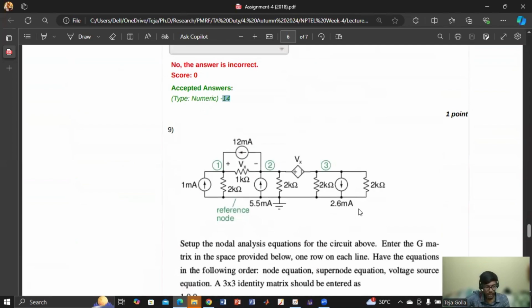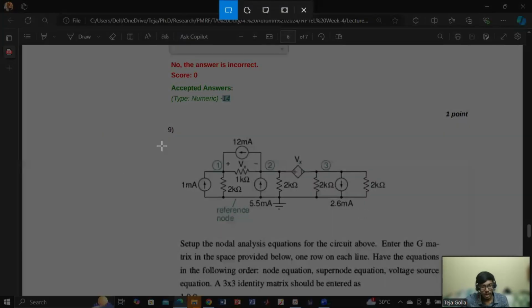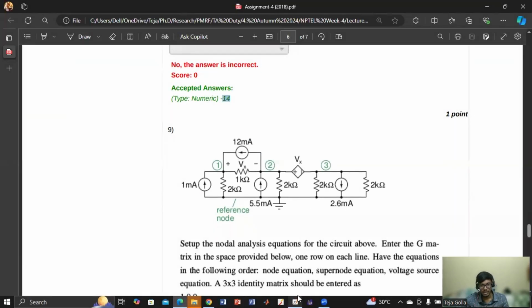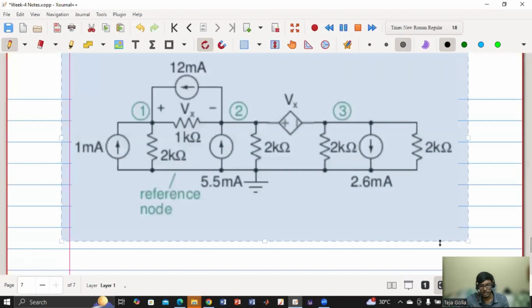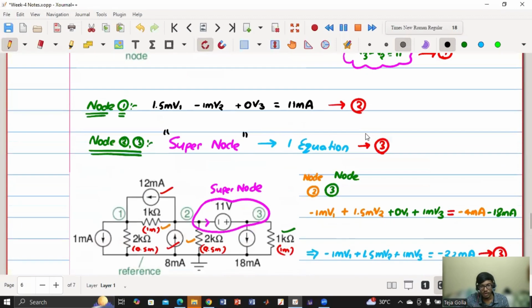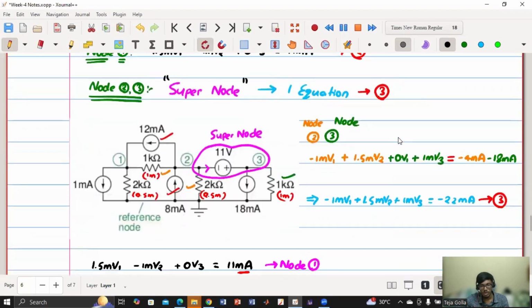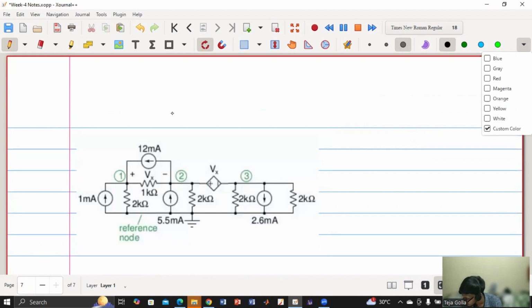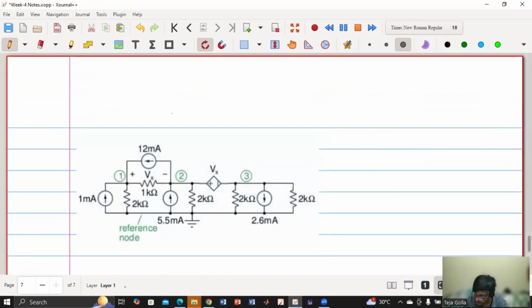So it looks entirely the same as our previous question, except instead of an independent voltage source, we have a dependent voltage source. The third expression that we got earlier, we directly got in terms of a constant. Here we will not get Vx directly. Here we will get it in terms of V1 and V2, so we are going to see how we can solve this.